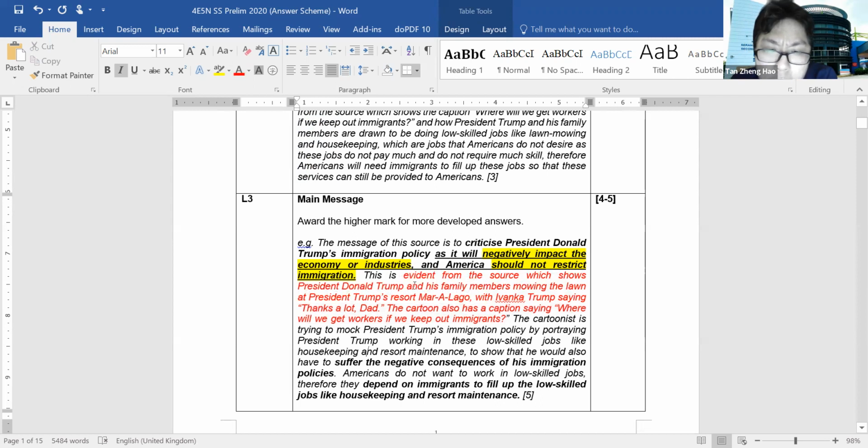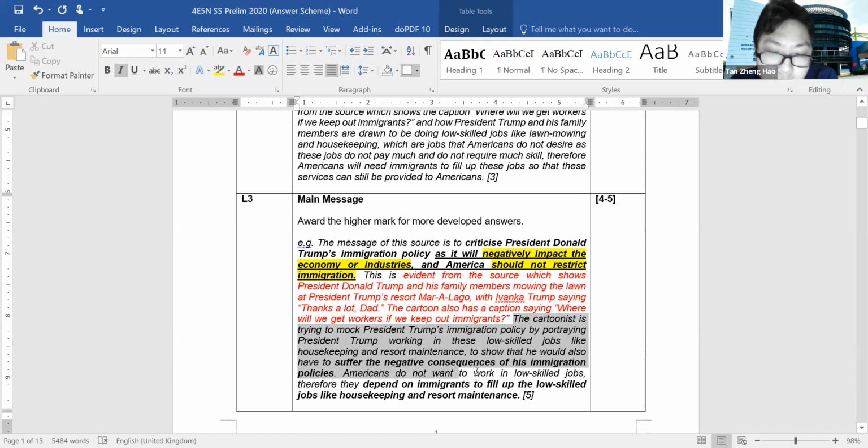If there are no words, if it's a cartoon without a lot of words, then describe what you see in the cartoon using your own words. Okay, so I explained how it shows that we should not restrict immigration, because the cartoonist is trying to mock President Donald Trump's policy by portraying President Trump working in these low-skilled jobs like housekeeping and resort maintenance to show that he would also have to suffer the negative consequences of his immigration policies.